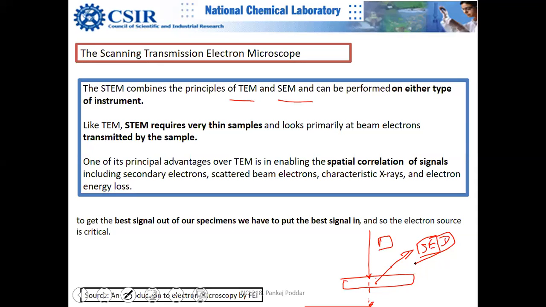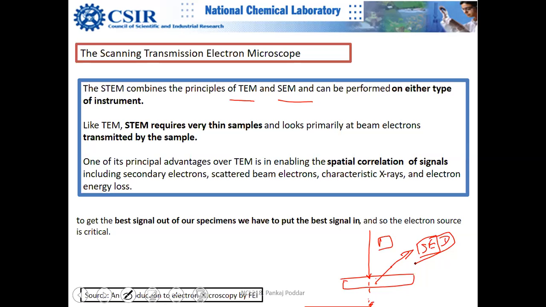Yes, sir. Means in STEM, the detector will be below the sample, and we will scan the beam, but the detector will be below it. Yes. But you can put other detectors also. You can put a regular detector. For example, if you want to look at the chemistry of the sample, you want to collect X-rays, different detectors you can put.